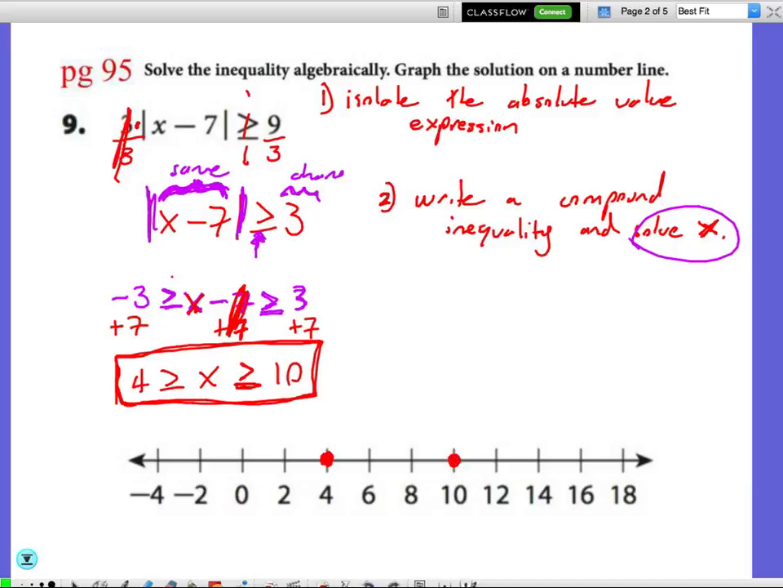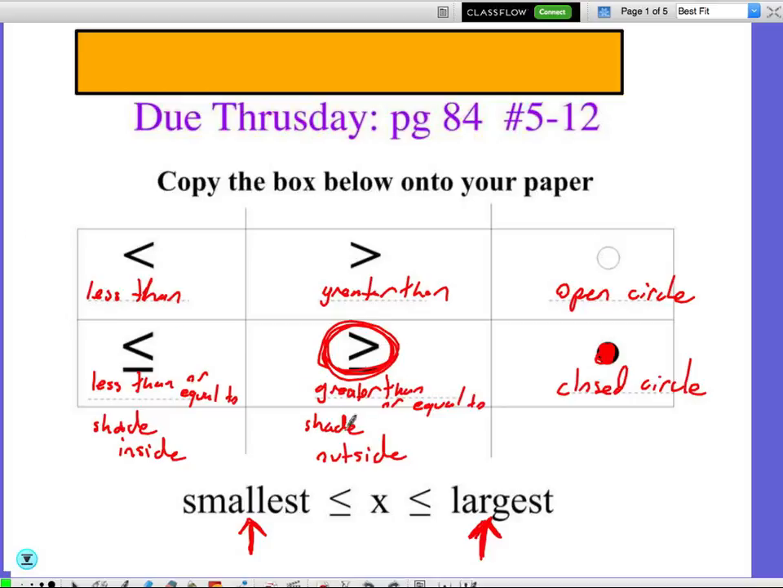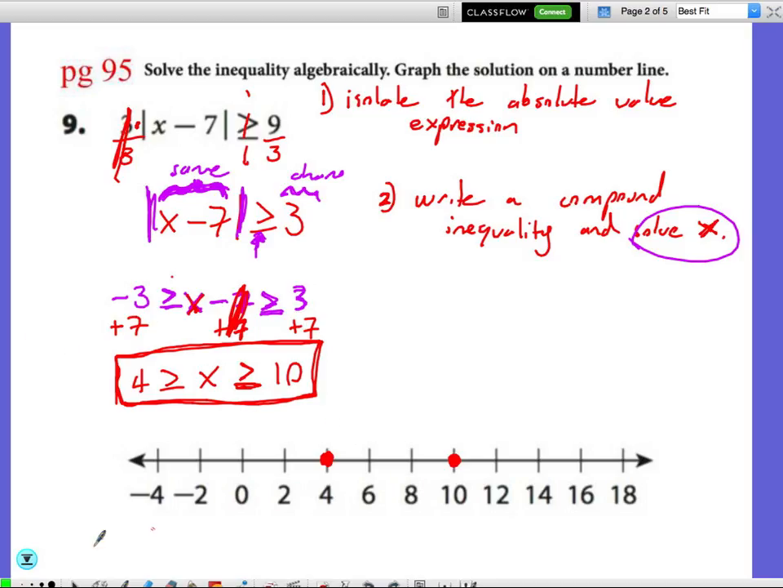Now, the other thing that my chart tells me is where I'm going to shade. Because I have greater than or equal to, I'm going to shade on the outside. That means that on the outside of these points, that's where my solutions are going to be. We're shading on the outside. And there it is. That is my final solution.